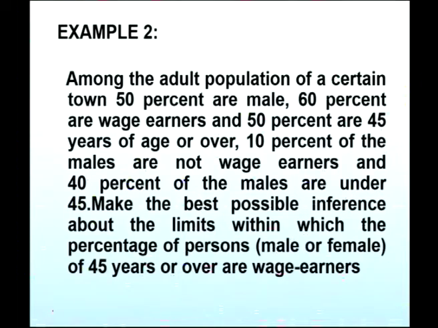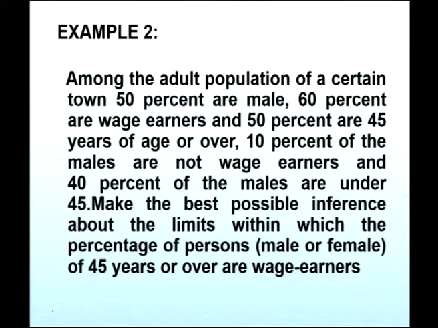Next example: among the adult population of a certain town, 50% are male, 60% are wage earners and 50% are 45 years of age or over. All these are attributes. You can represent the attribute male as A and wage earners as attribute B, and the persons who are 45 years of age or over as C. And then more information is given in the data, that is 10% of the males are not wage earners and 40% of the males are under 45.